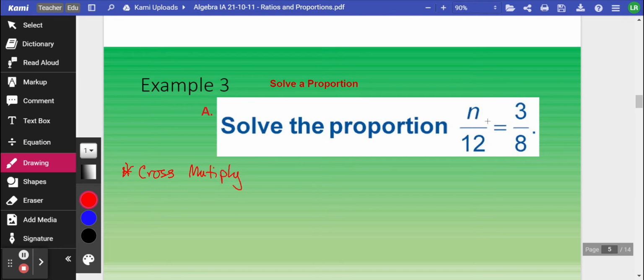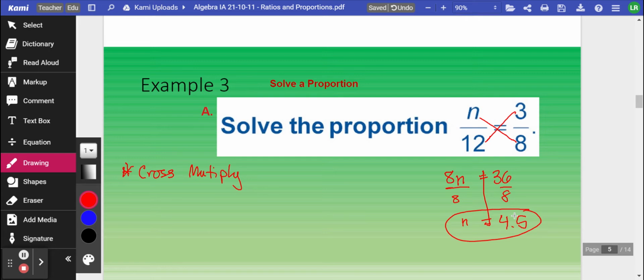Okay, so when I do that, I have 8 times n. Well, 8 times n is 8n. And then I have 12 times 3, and 12 times 3 is 36. That'll give me the equation that I need to solve. From here, whatever the equation presents, I need to do. This one, everything's already on opposite sides. I must finish him. Divide both sides by 8. And n is 4.5. Okay. Now, that's just a basic proportion when it's like that.